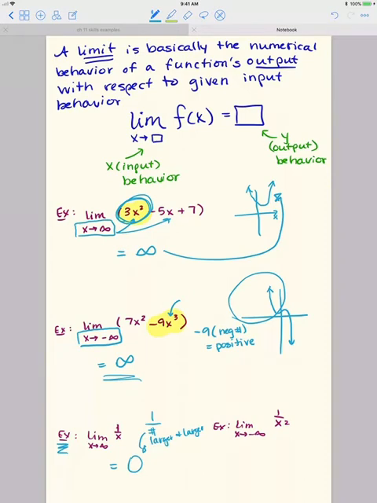Now you're welcome to graph this one if you like. It ends up being a curve in the first quadrant, and then this curve in the second quadrant.